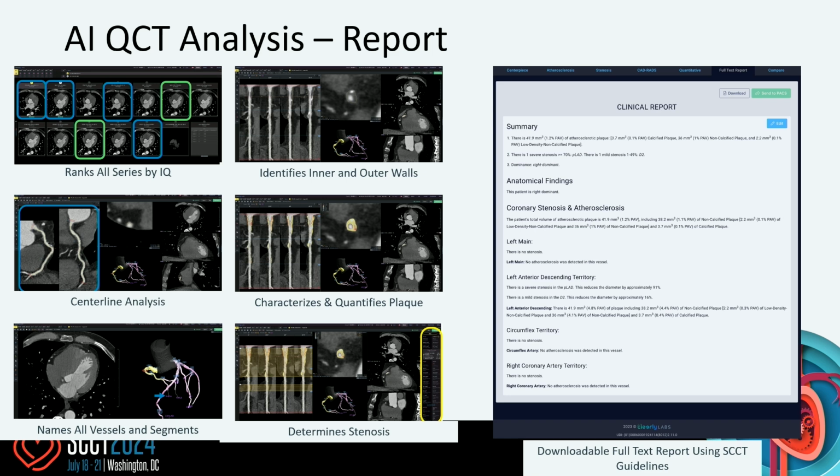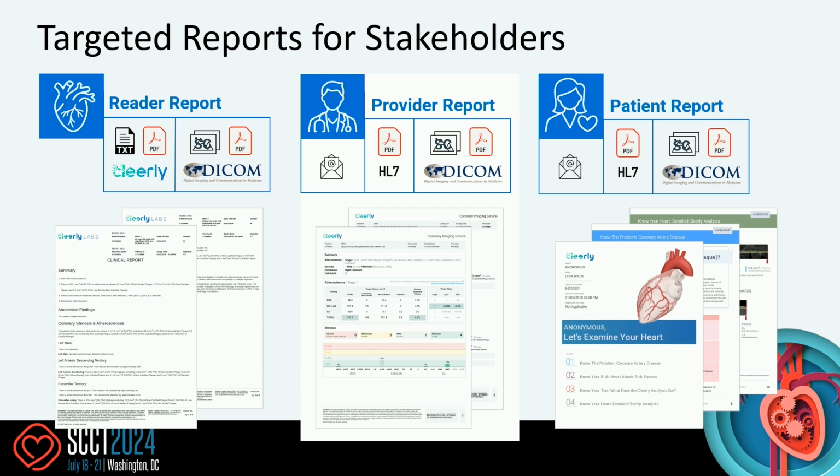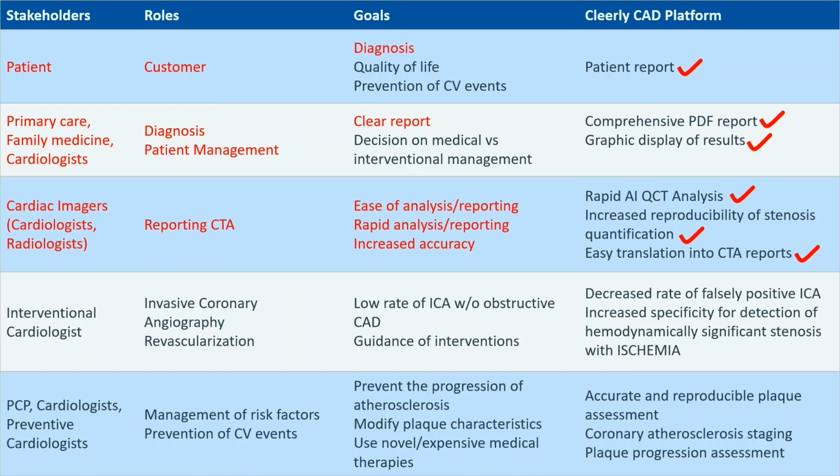Once you have the data, as we already talked about, you want to get them very quickly into the reports. The Cleerly CAD platform allows you to get the results from AI-QCT data very conveniently into your report. So we cardiac imagers who report coronary CTA can do our analysis relatively easily and rapidly, increase our reproducibility, and get it into our reports very quickly. We already talked about the reports being not only for the readers, but also a report for those who refer patients to us, to make it easier for them to understand, and for the patient as well, again fulfilling the other goals of our reporting of coronary CTA.